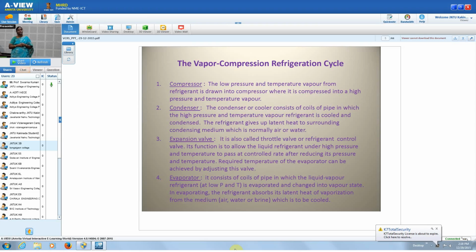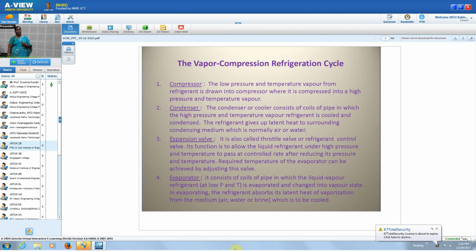So the 4 components are the compressor, condenser, expansion valve, and the evaporator. In the compressor, the low pressure refrigerant is compressed to a high pressure and high temperature vapor. So here the refrigerant is in the vapor state at the end of the compression. At the suction of the compressor, it may be in the wet state, or in the dry state, or in the superheated state also. But at the end of the compression, again it may be in the wet state or maybe in the superheated state. So we'll see that also. What are the advantages of dry compression and what are the disadvantages of wet compression?